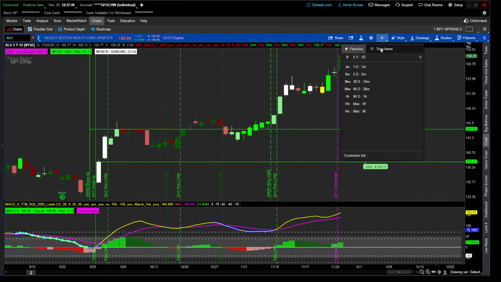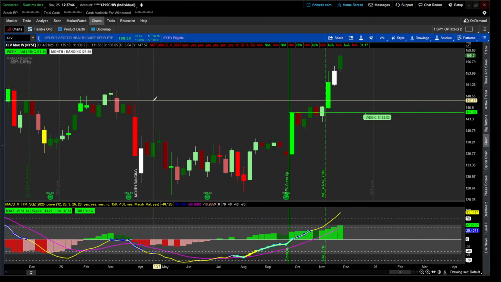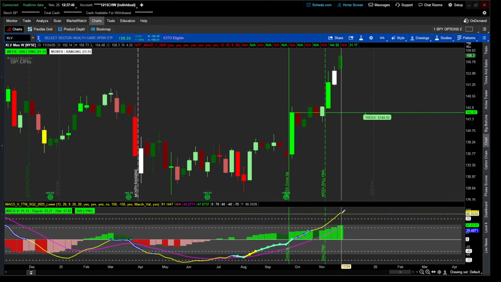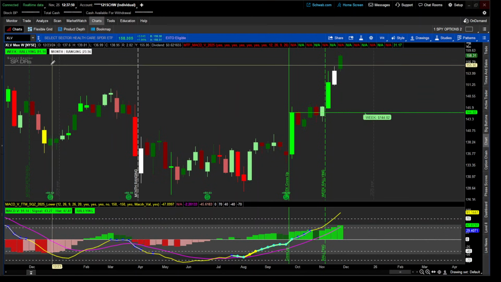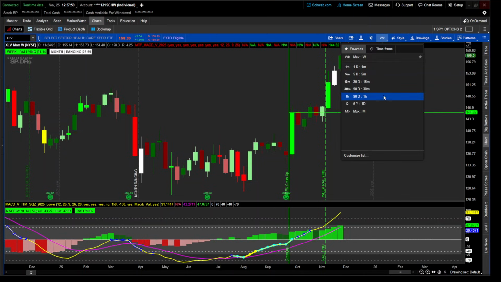And if I were to switch to those different time frames, here's the weekly, and we can see it is rallying, and it corresponds with what's going on in the MACD. We have a rating for the MACD of 91.14, and the same situation down here, and so on and so forth. Let me switch it back down to the day.